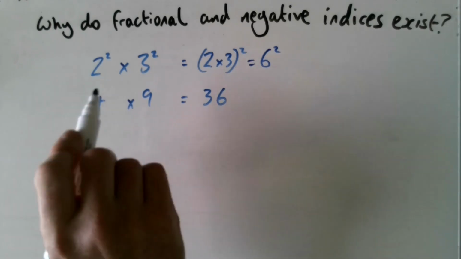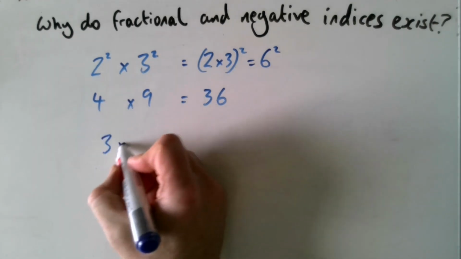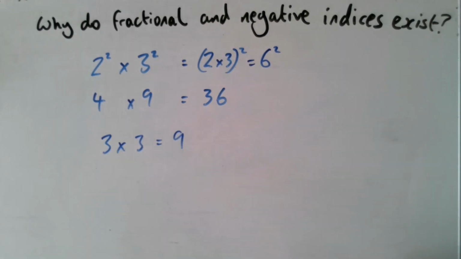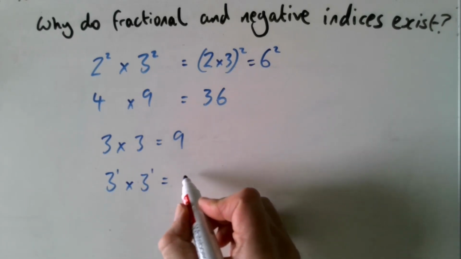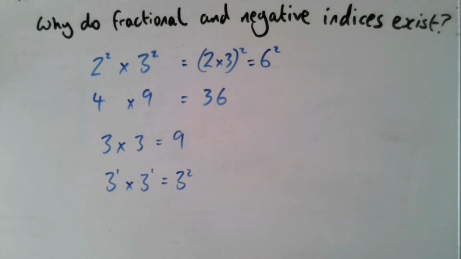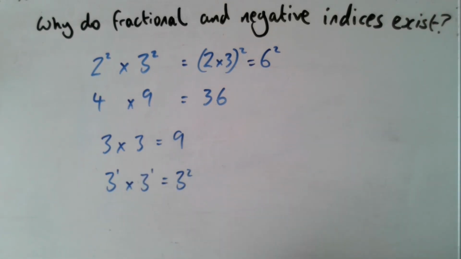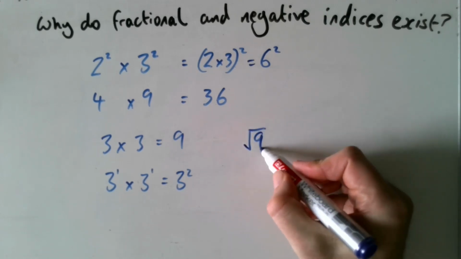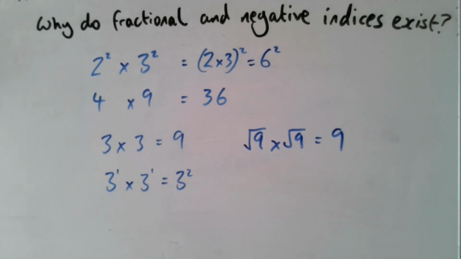But if we just take this idea of a square number, 3 times 3 is equal to 9. 3 to the power 1 times 3 to the power 1 is equal to 3 squared. Yes, we know that. What else can we think of 3 as being? Well, it's the square root of 9. If I had the square root of 9 times the square root of 9, well, that's 3 times 3. That gives us 9. But what is our rule when we multiply powers? It's that we add the indices.